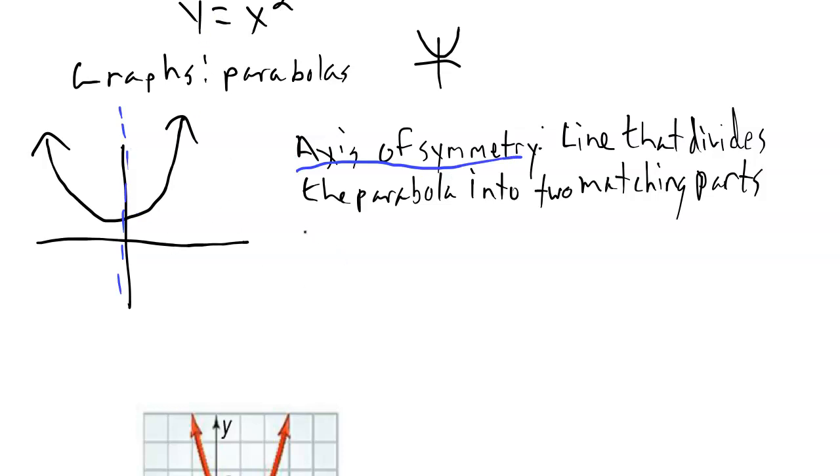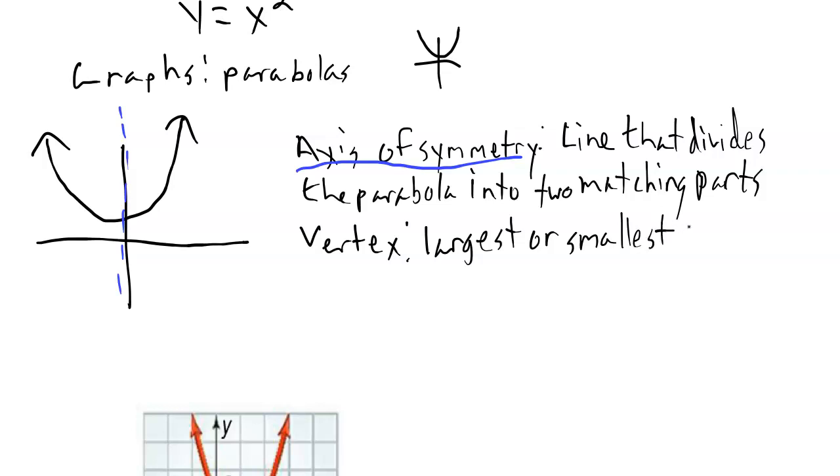We also had what we called a vertex. And our vertex was the largest or smallest point, and it was also on the axis of symmetry. So if we're looking at this, our smallest point, if I had drawn this properly, is going to be somewhere in there. We could figure out what the value for that is, and our vertex would be that ordered pair.